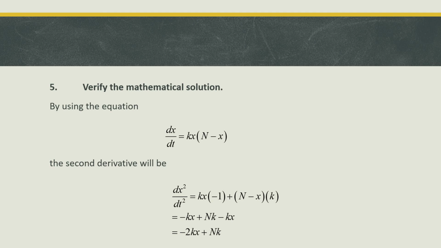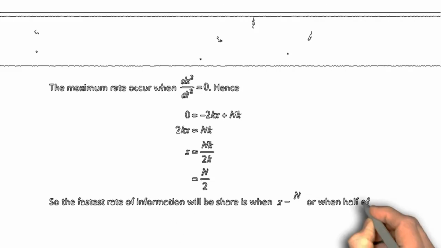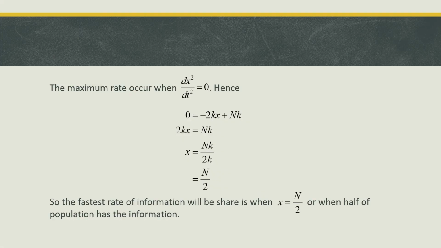The last step is to verify the mathematical solution. So what we do now is find the second derivative. Setting the second derivative equal to 0, now we can compute the maximum rate. Solving for x, the maximum rate will occur at n over 2. So the fastest rate at which information will be shared is when x equals n over 2, or in other words, when half of the population has the information.